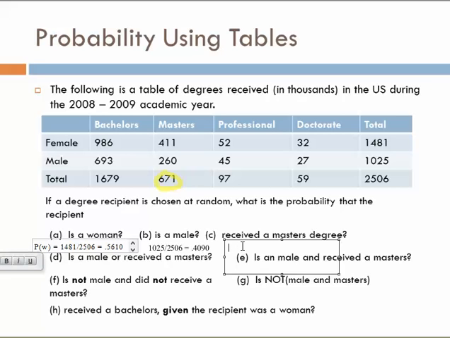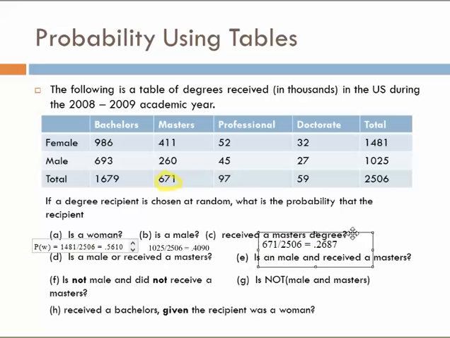Adjusting my box here. So we're going to go 671 divided by 2506, which gives me a decimal value of 0.2687. Alright, and that's pretty small, so I'm going to try to highlight that and make it a little bit bigger so you can see it as well. Maybe even bigger than that. There we go. Now that's a nice good size that I like. So that is the probability that our given person would have received a master's degree.